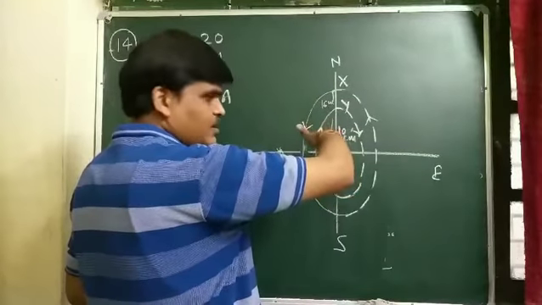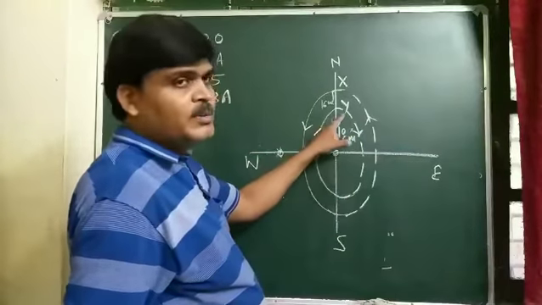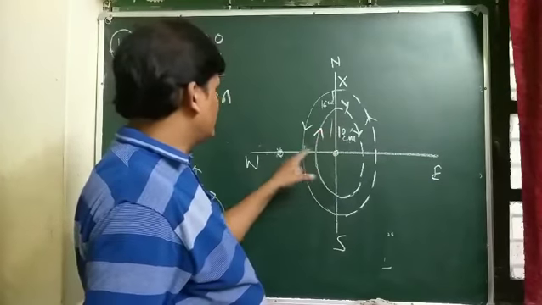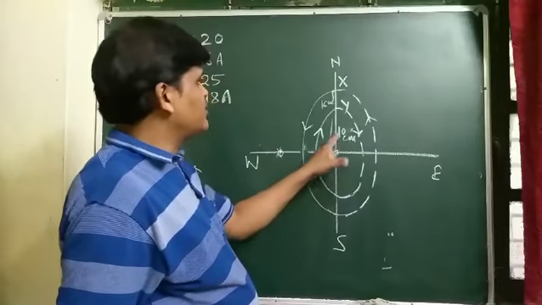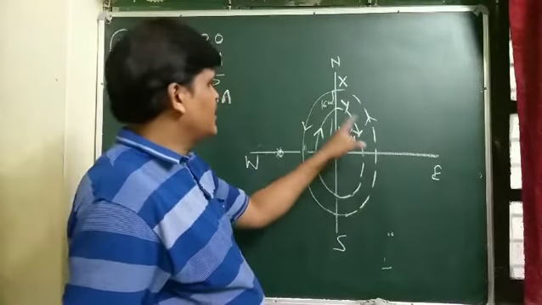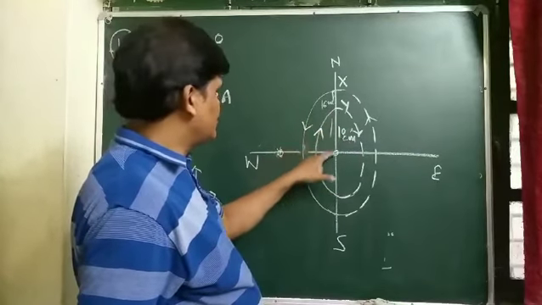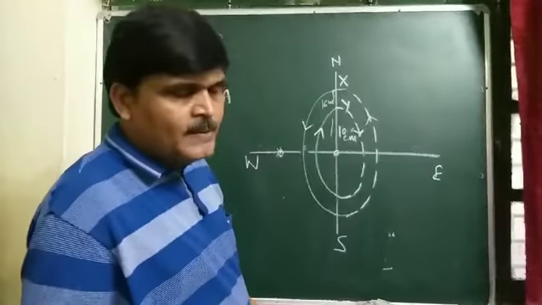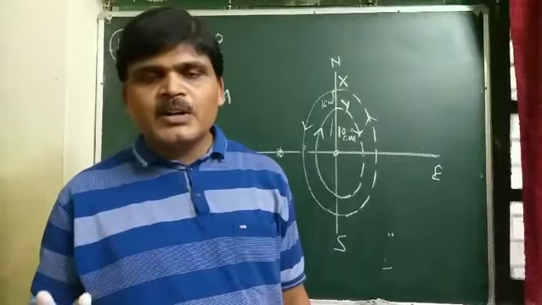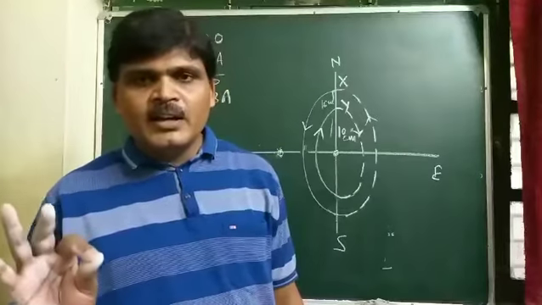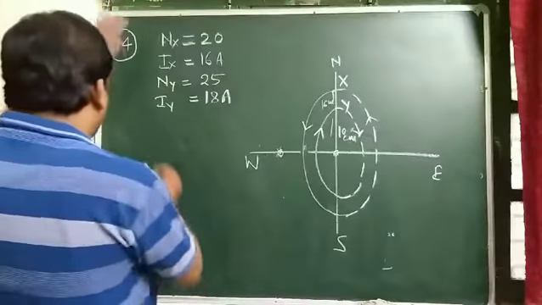In the case of coil Y, the current is in the clockwise direction. So if we use this right-hand rule, the direction of the magnetic field at the center of circular coil Y is towards west. So the magnetic field at the center of circular current loop X is towards east, and at the center of circular current loop Y it is towards west. And student, you know that the magnetic field at the center of a circular coil is mu naught by 2 Ni by R.